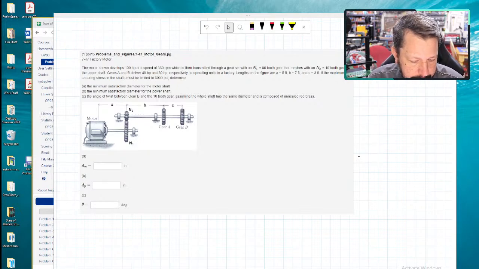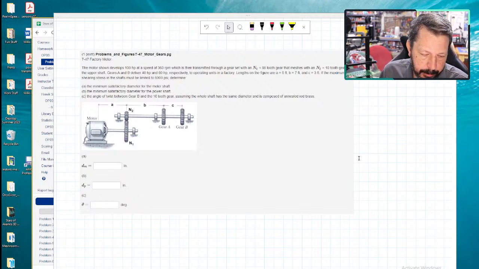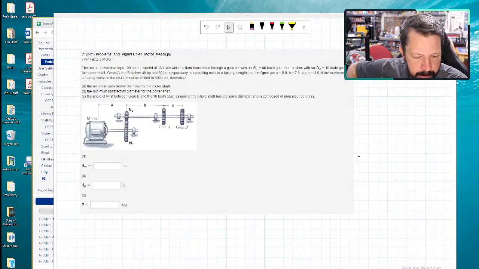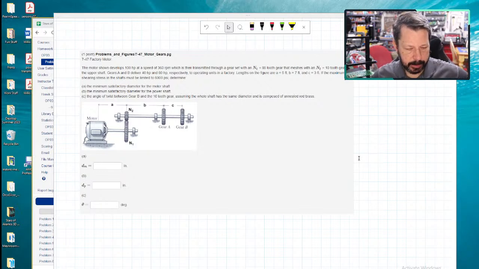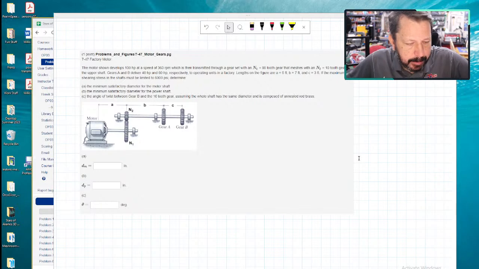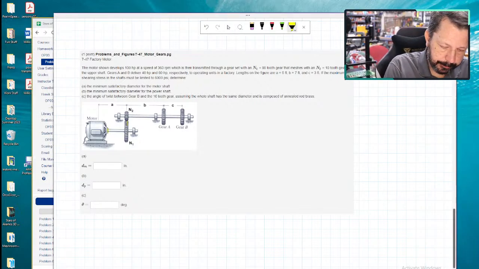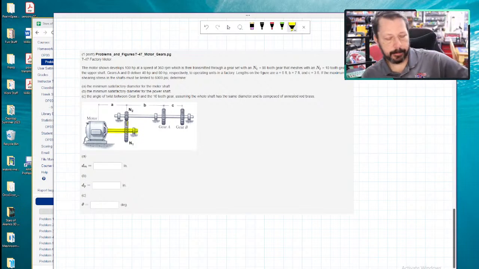And then we've got a gear A and gear B on this output shaft, the one at the top. And we want to find some diameters. We want to find angle of twist. And that looks like what we're trying to do. So let's see if we can figure out what we want here. So the first thing, the minimum satisfactory diameter for the motor shaft. So that's this shaft. That's the motor shaft.